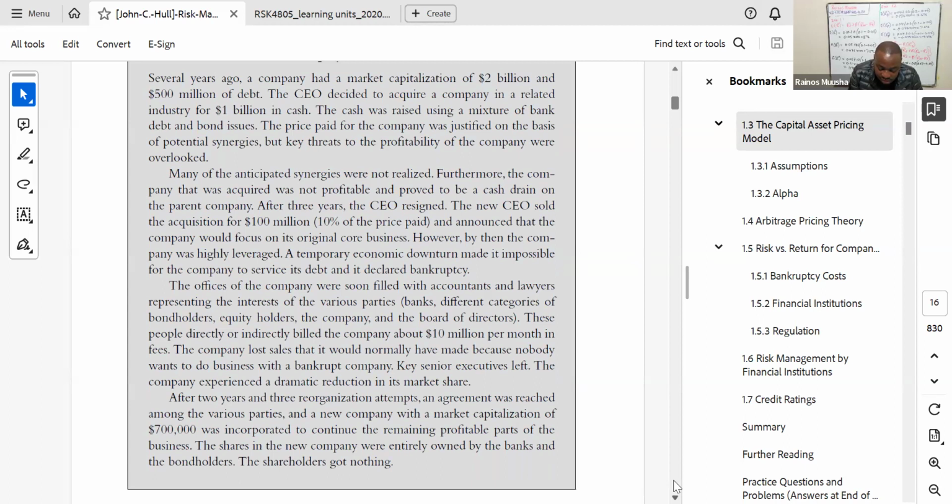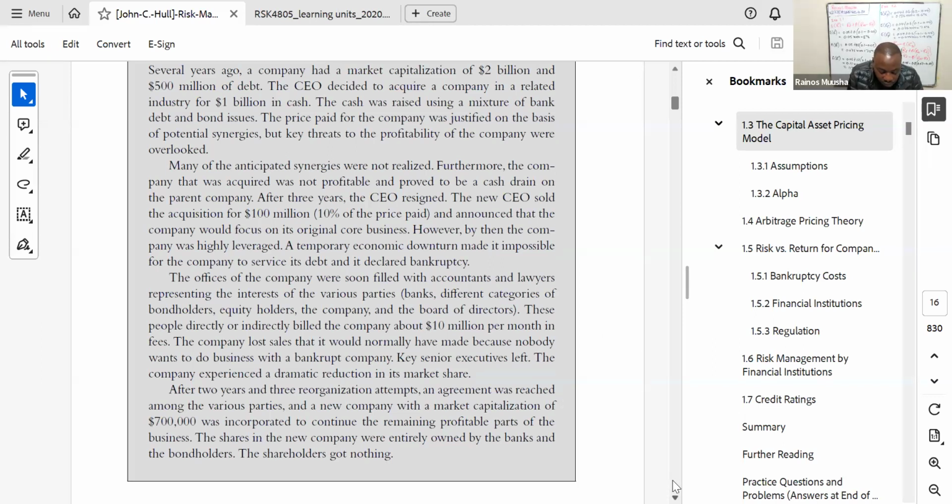After 3 years, the CEO resigned, and the new CEO sold the acquisition for 100 million and announced that the company would focus on its original core business. However, by then the company was highly leveraged, because when you talk about being highly leveraged, it basically means that you are using a lot of debt financing compared to equity financing. So they say a temporary economic downturn made it impossible for the company to service its debt, and it declared bankruptcy.